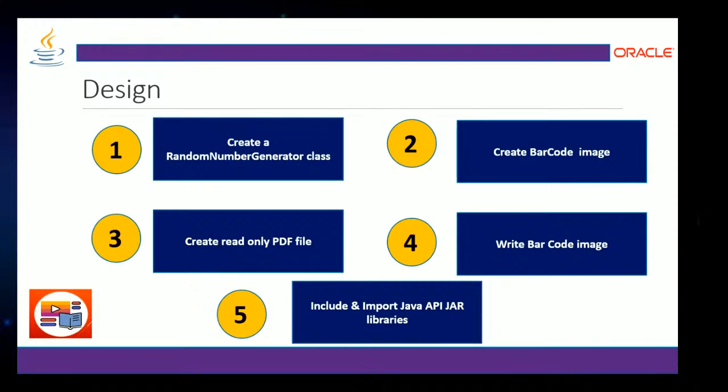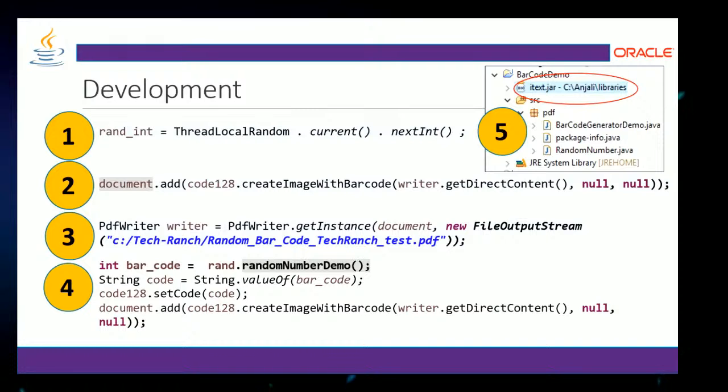As for the design, step 1, we first create the random number generator class. Step 2, we create the barcode image. Step 3, we create the read-only PDF file where we are going to write that image in step 4. And in the last, we include and import the Java API jar libraries. Now let's take a look at the development.